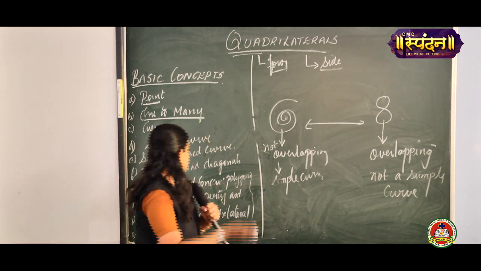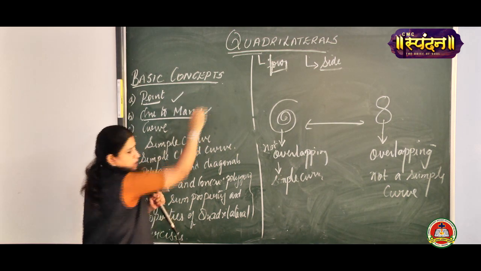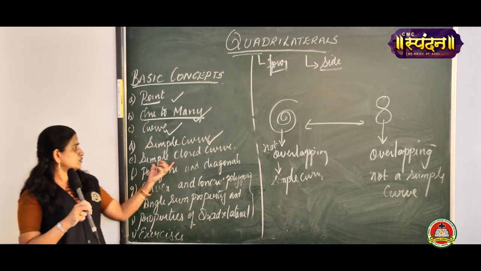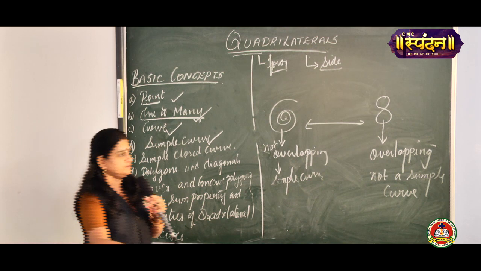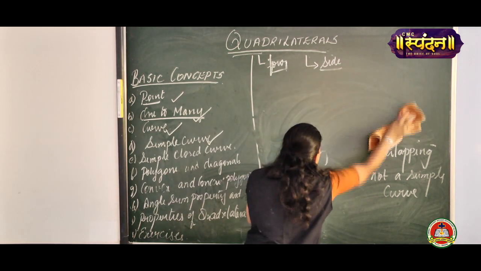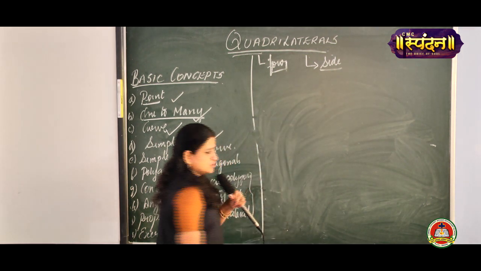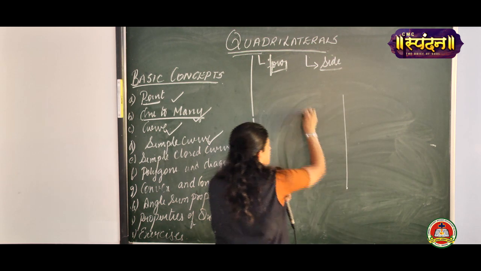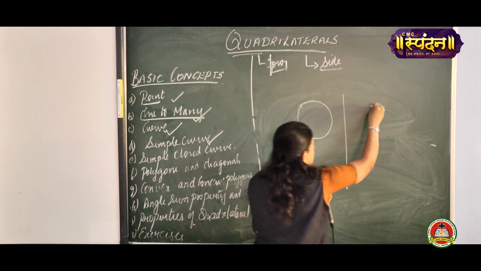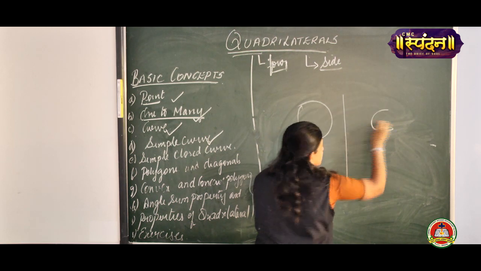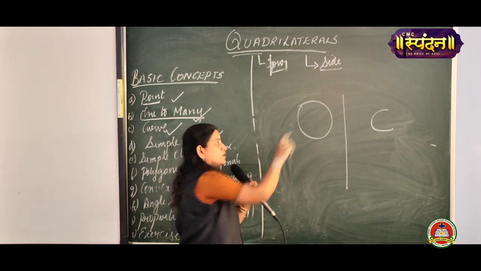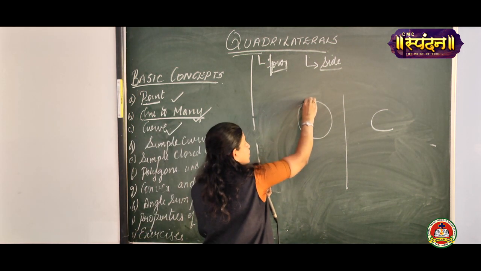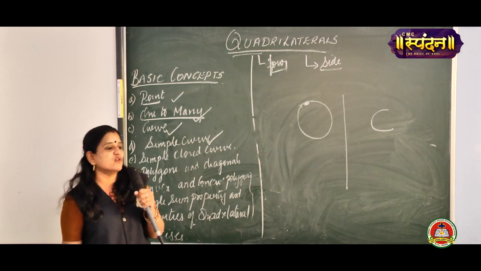Next, we have covered point, one to many, curve, simple curve. So next we will take the topic simple closed curve. So what do you mean by simple closed curve? So I'll draw two figures over here. This is one part, the second one is the other. This is a simple closed curve because the starting point and the ending point are the same over here.